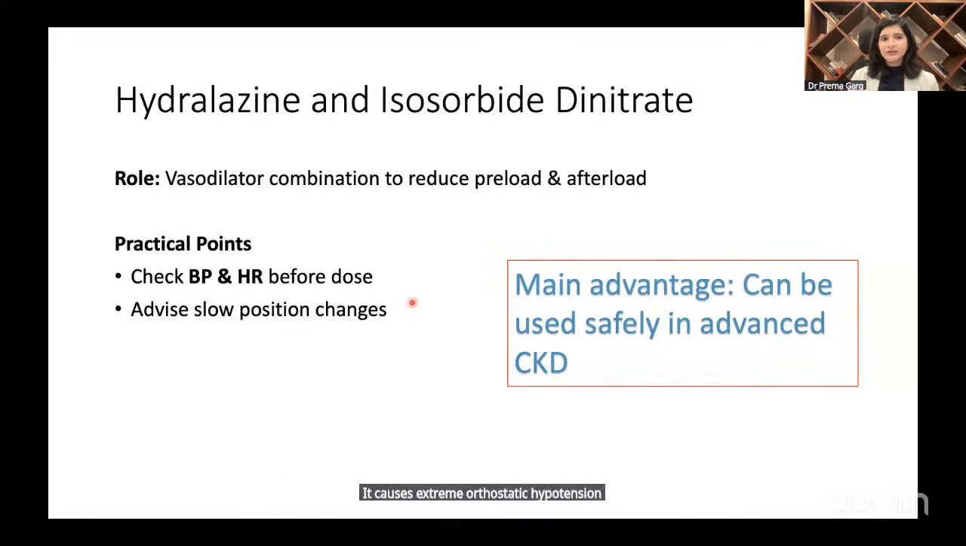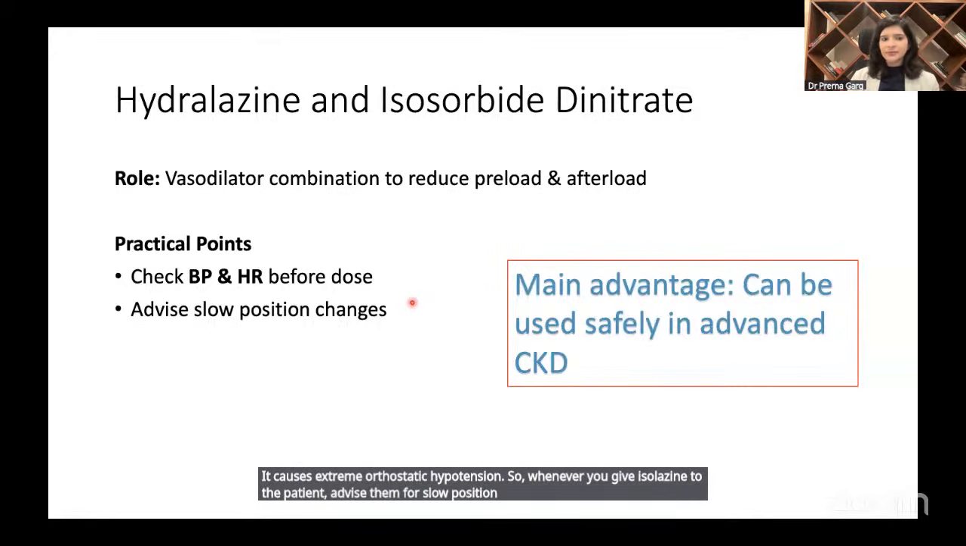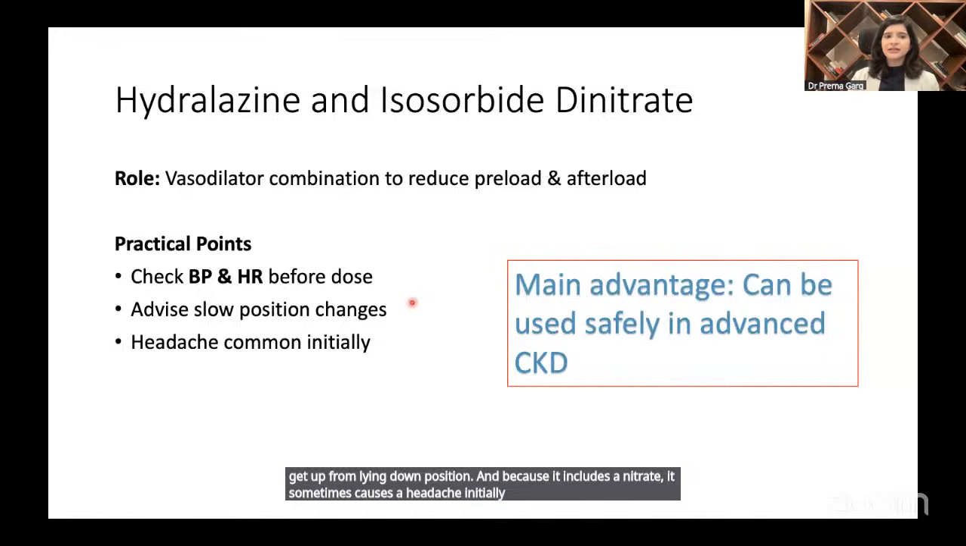So whenever you give isolazine to the patient, advise them for slow position changes. Do not get up suddenly from lying down position. Turn to your side, sit up, hang your feet down, and then get up. And because it includes a nitrate, it sometimes causes a headache initially, which is well tolerated and usually resolves after taking the drug for some time.